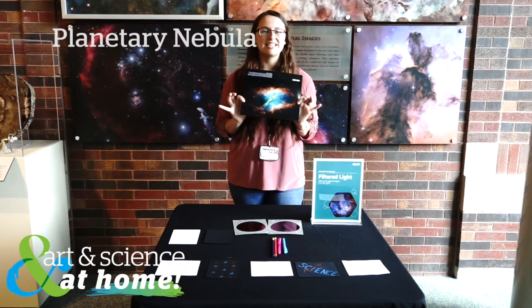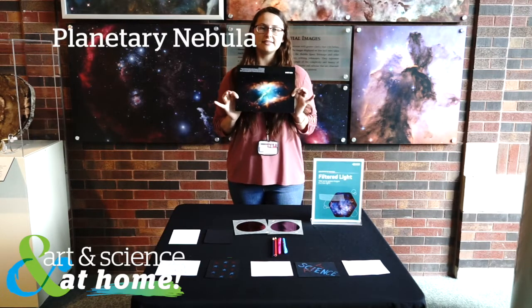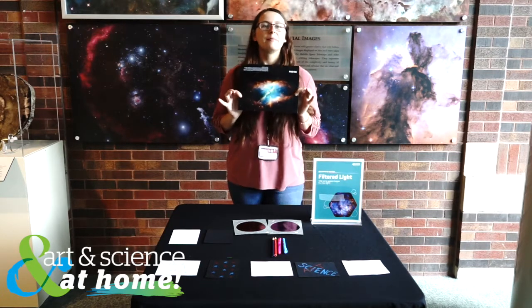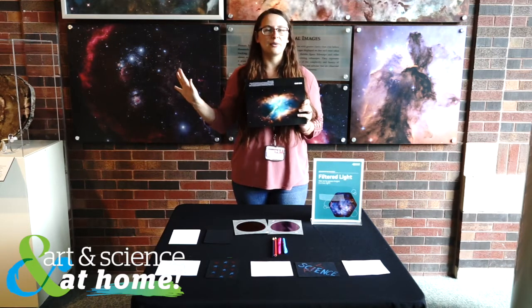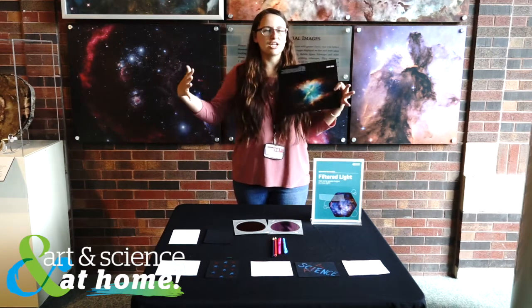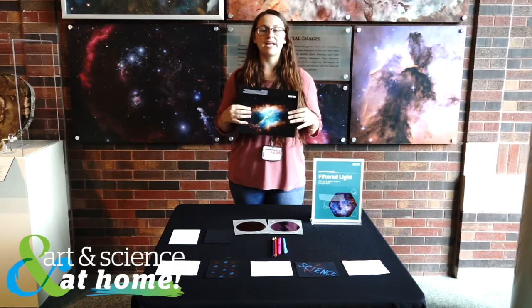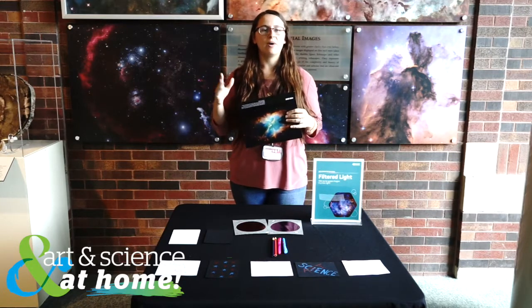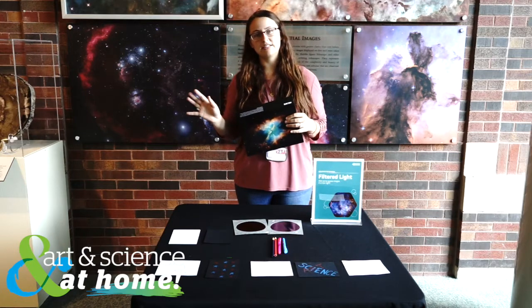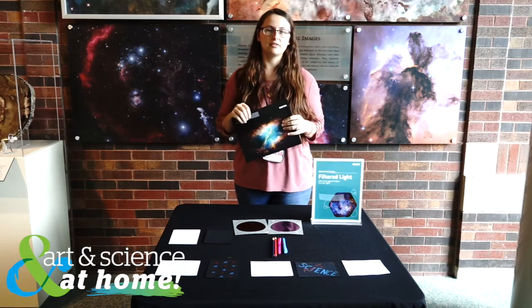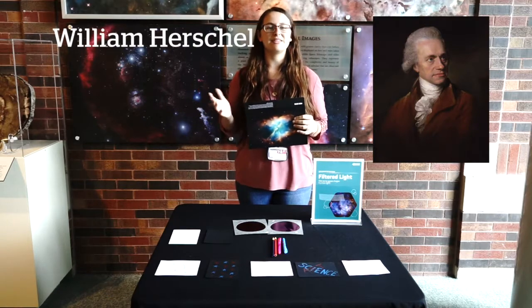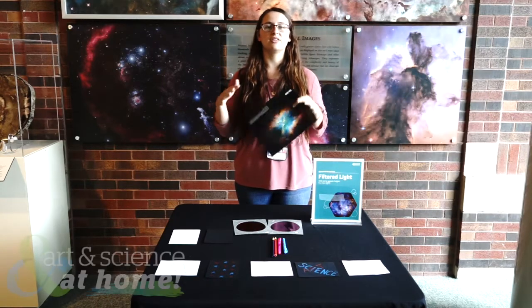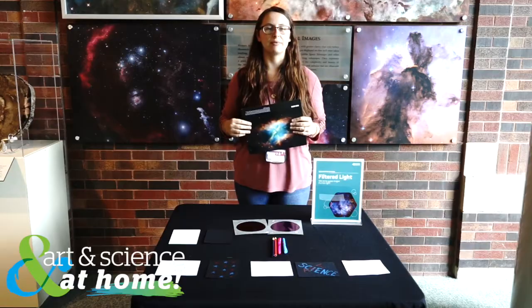Here we have a planetary nebula known as NGC 2818. Planetary nebulas form when an aging star begins shedding its outer layers. This expanding shell of gas often forms a ring or bubble shape. While these nebulas are unrelated to planets, 240 years ago, German-born British astronomer William Herschel named these deep space objects due to their round planet-like shape.